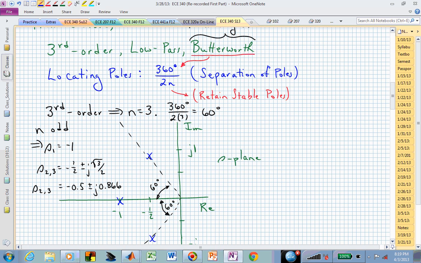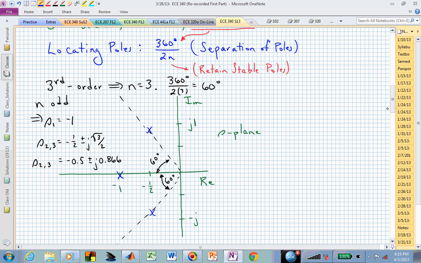With a third order Butterworth filter, the key formula for figuring out where these poles are located is 360 degrees divided by 2 times n. And n for a third order is obviously 3. We're now dividing 360 by 6, a fairly straightforward division problem, and that says our poles are separated by 60 degrees. Because n is odd, we know that one of those poles is at -1, and the remaining poles will simply be separated from that pole by 60 degrees.